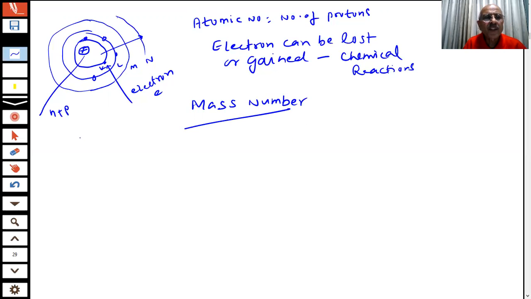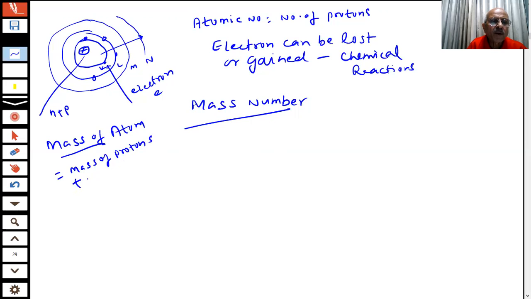If I say the mass of the atom, what will be the mass of the atom? When I talk of the mass of the atom, again there is a relative scale which has been given. As you know, the mass of a proton is very, very small. The mass of a neutron is also very, very small. The mass of an electron is 1 by 2000 times. So usually the mass of an atom will be equal to the mass of protons plus the mass of neutrons, both present in the nucleus, and the mass of an electron is negligible compared to these two.